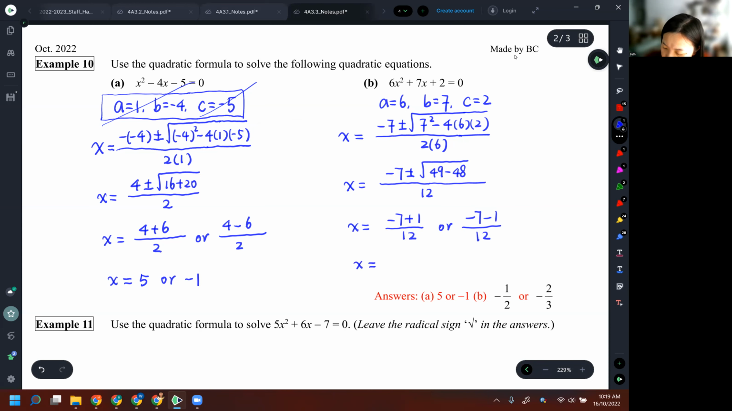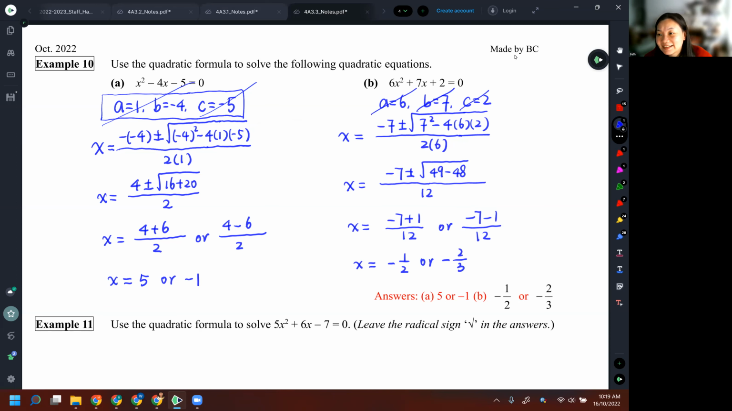And x is equal to negative 1/2 or negative 2/3. You don't have to write this. Okay, isn't it very simple? I think so. As long as you know what A, B, C are, then there's no problem.